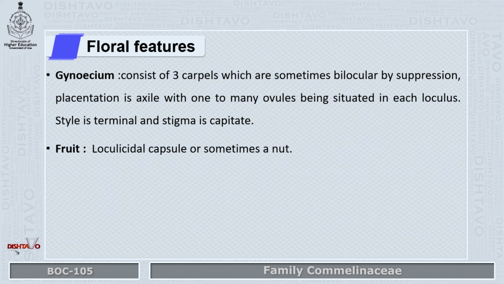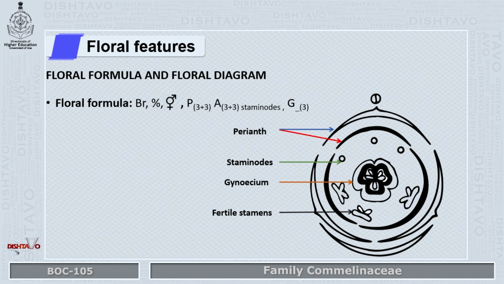Moving on to the gynoecium. Gynoecium consists of 3 carpels which are sometimes bilocular by suppression. The placentation is axile with 1 to many ovules situated in each locule. The style is terminal and stigma is capitate, meaning the stigma will be a small cap-like structure. Fruit is a loculicidal capsule or sometimes a nut.